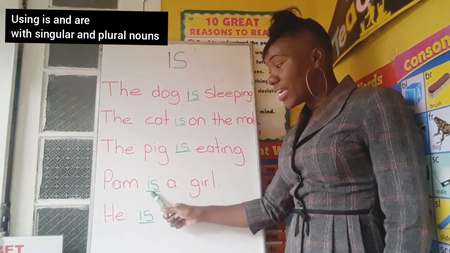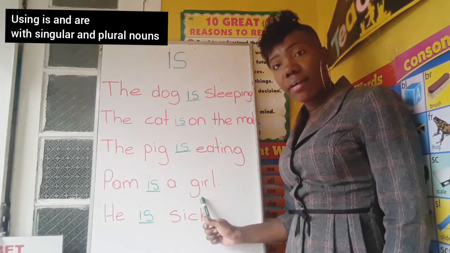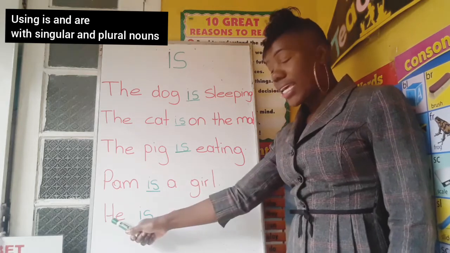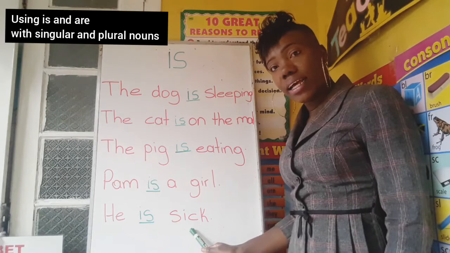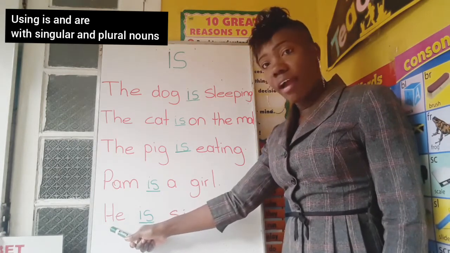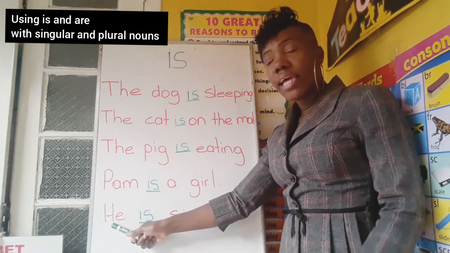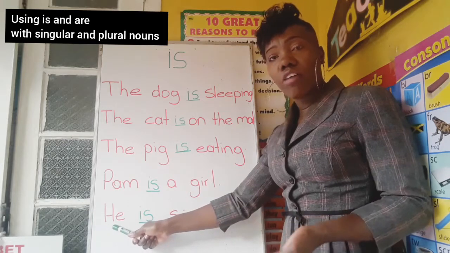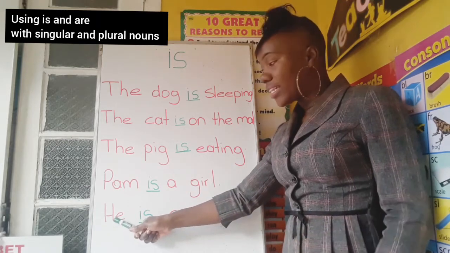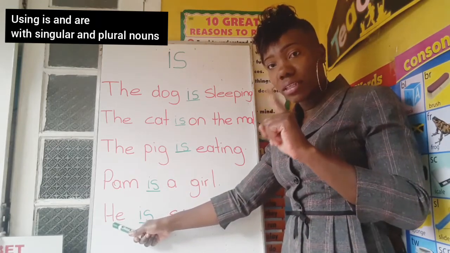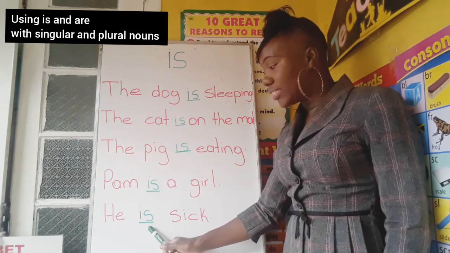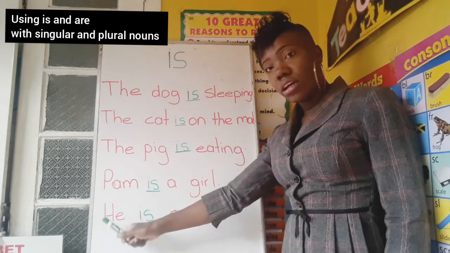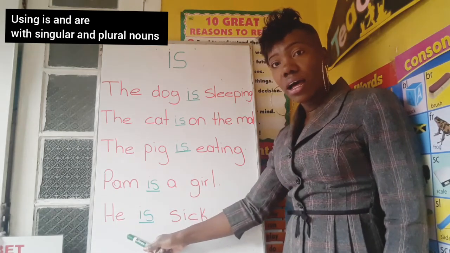Pam is a girl. He is sick. And he here is singular. And he can be a boy or a man. And this is one person. So you use is in this sentence because it's a singular noun.